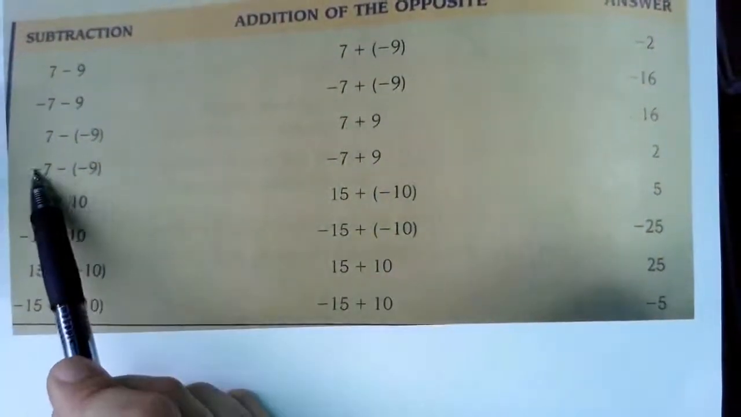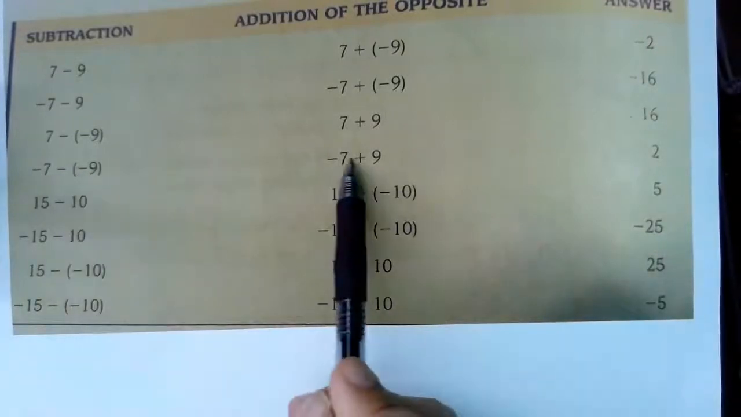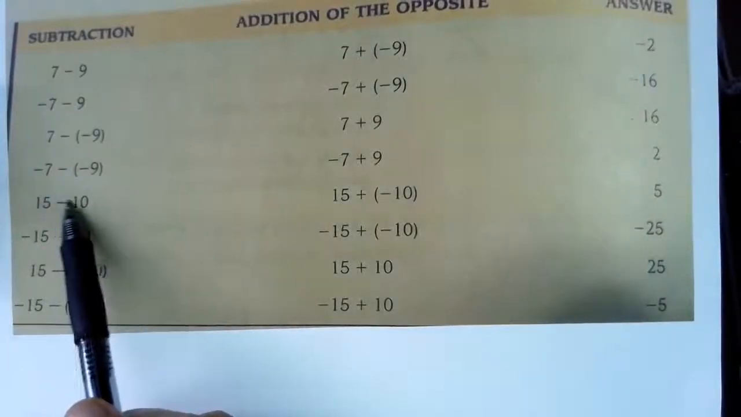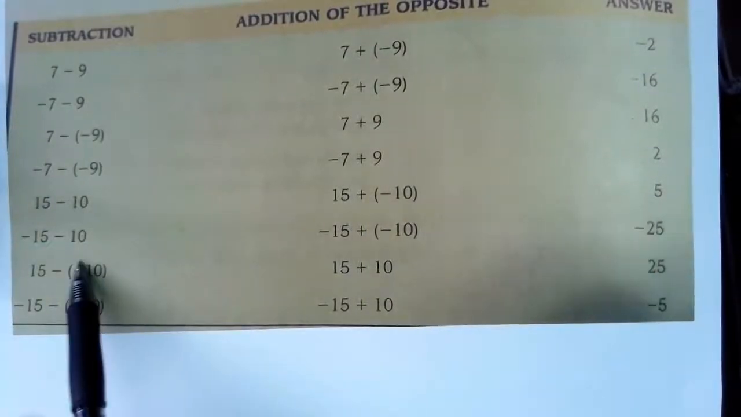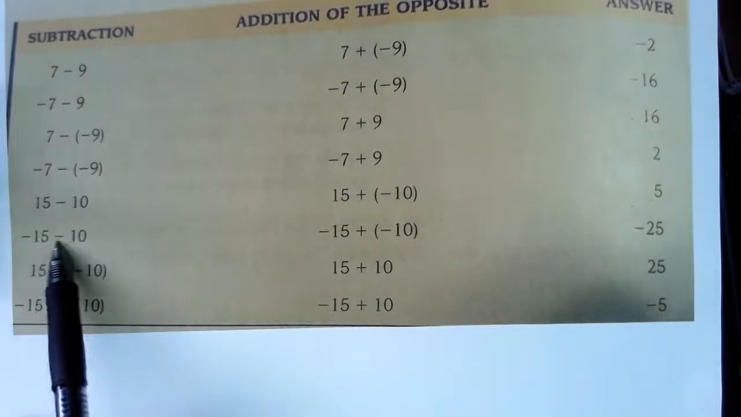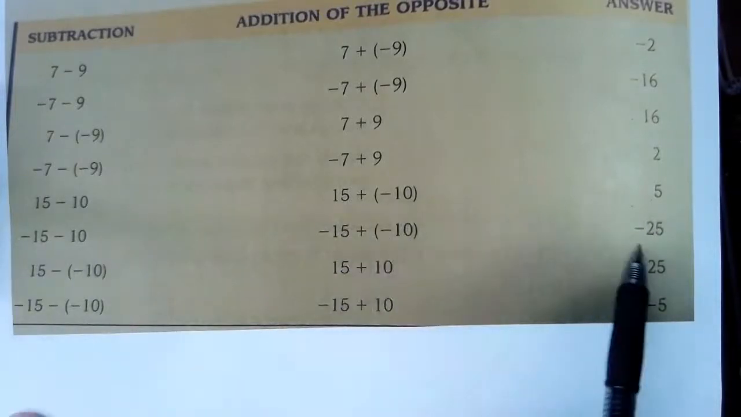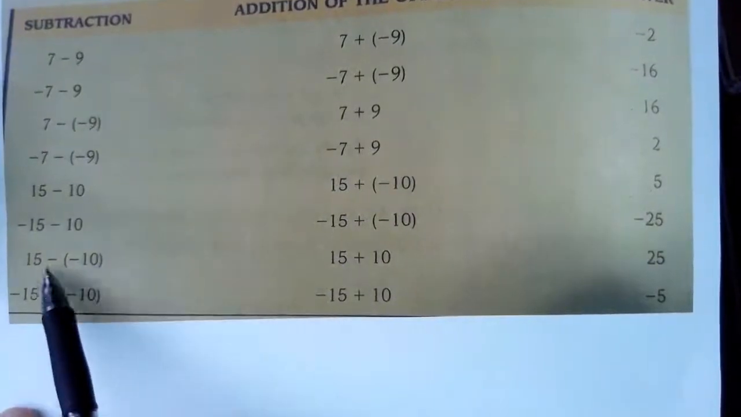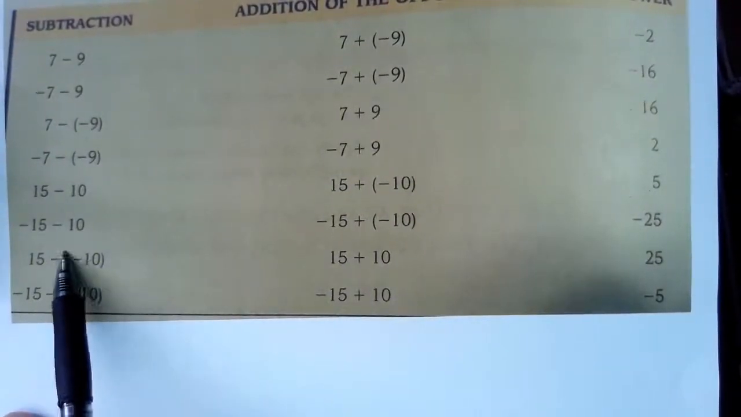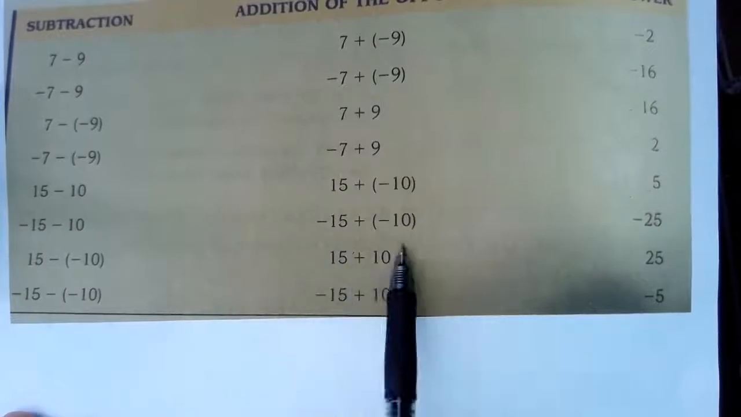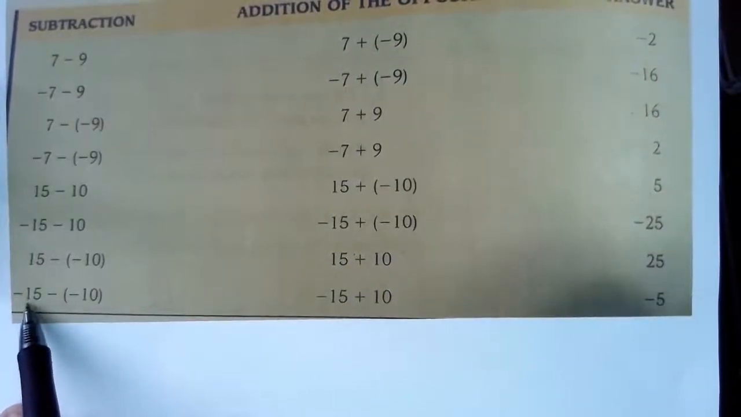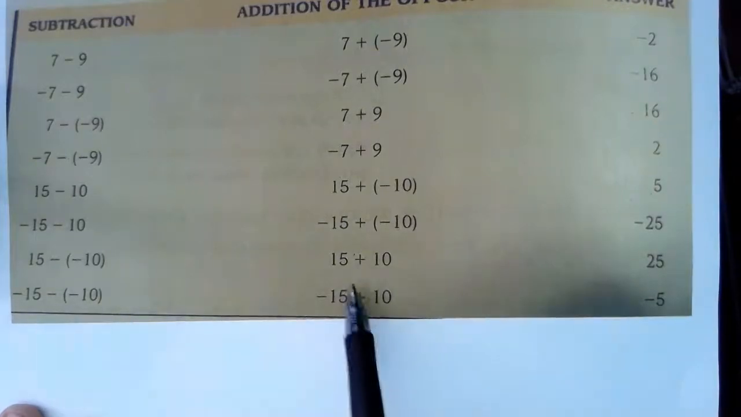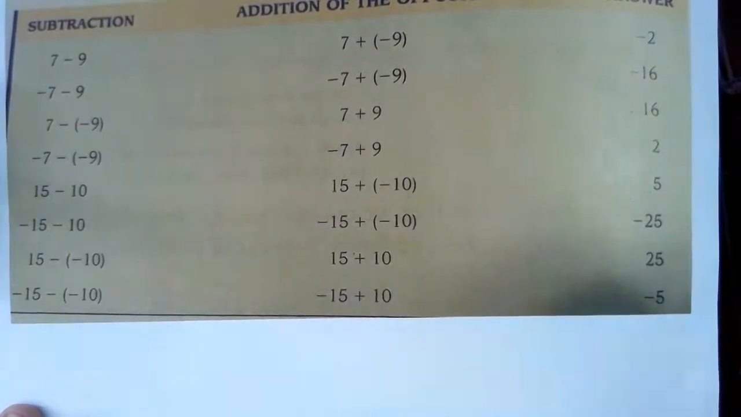Here's some more examples. This is negative 7 plus 9, and that's going to be a 2. And then 15 minus 10, that's just 5. Here is the same signs, right? So that's just going to be you add, keep the sign, negative 25. So see how these are the same? It's the same thing. And then when you have a negative and a negative, it becomes a plus. So that's 15 plus 10, which is 25. And then finally here you have negative 15 minus a negative 10. When you have a minus a negative, it becomes a positive. So that's negative 5.